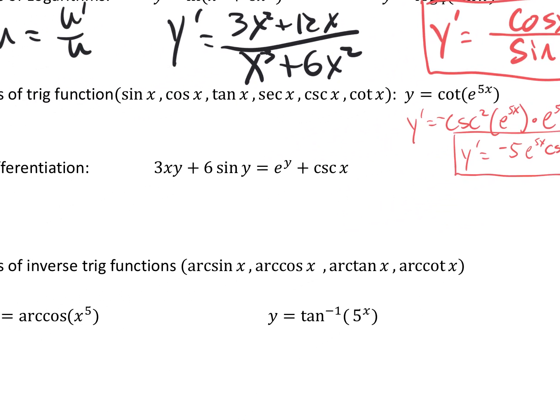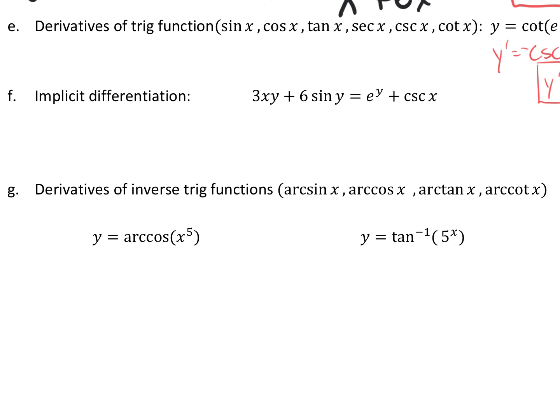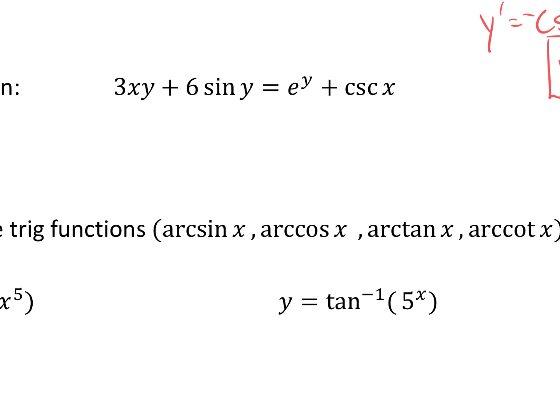How about this one? A little implicit differentiation. So when we have x's and y's all mixed up, we have to find the derivative implicitly. That means remembering that y is a function of x here, we'll need to use the chain rule. So let's get to it. Let's take the derivative of this whole thing, with respect to x.